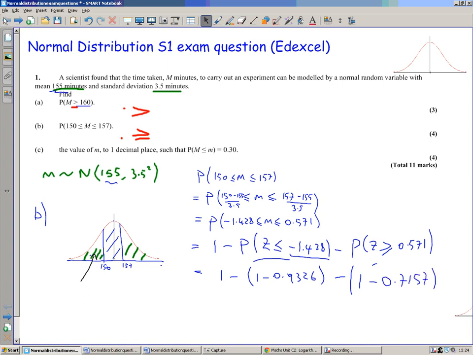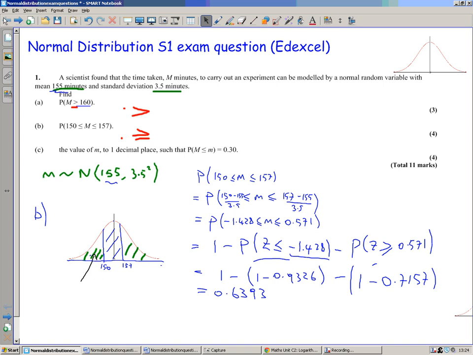And that'll be our answer. Okay, if you could work that out for me, that would be good. Yeah, 0.6393. Seems reasonable somehow, doesn't it?